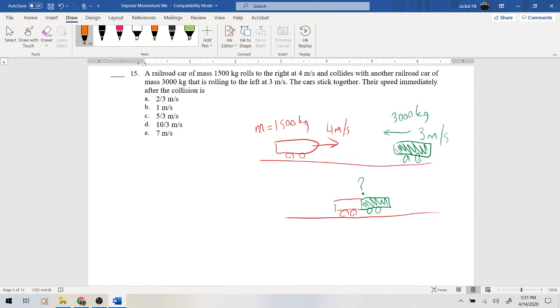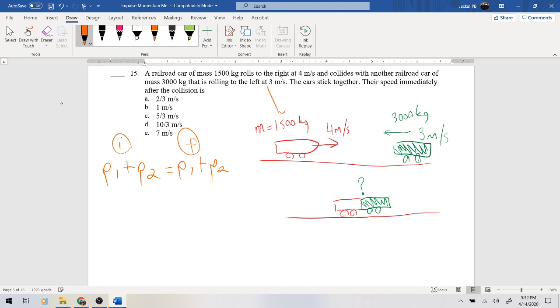All right, and the last question, you basically have a 1,500 kilogram object going with 4 meters per second to the right, and another object of 3,000 kilogram going to the left with 3 meters per second. They collide and stick together. What's the velocity afterwards? So this is again conservation of momentum. Total momentum, initial and final, must be the same. Initial P1 plus P2 equals final P1 plus P2.